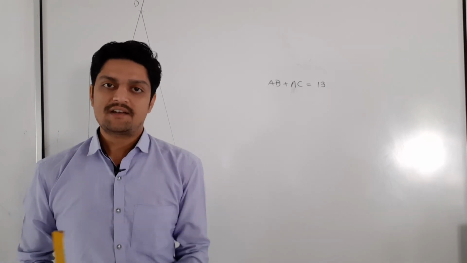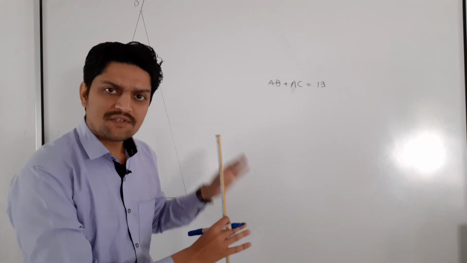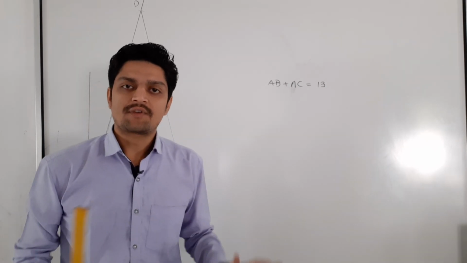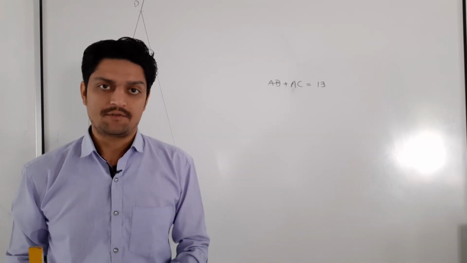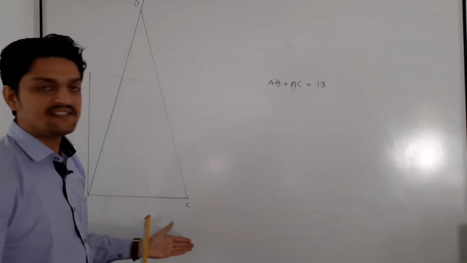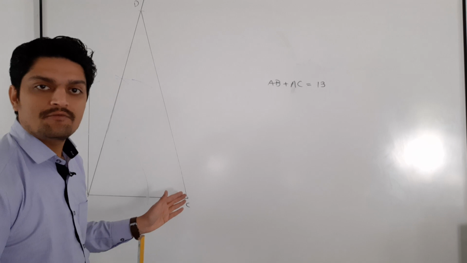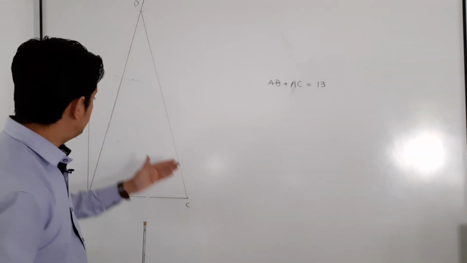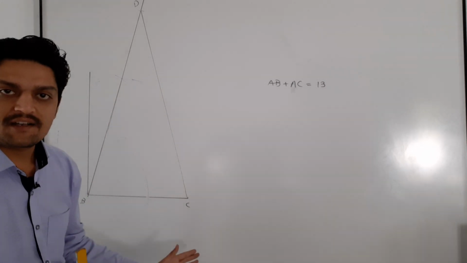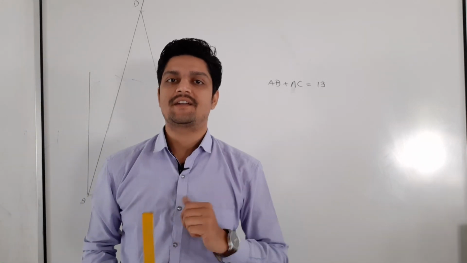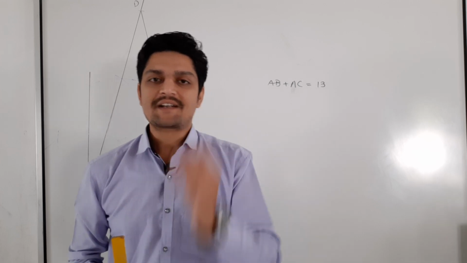Now to get the final triangle, because now more than 70% of our task is completed, what do we have to do? We have to bisect this line segment DC, and we have to draw the final triangle. But now the point is, how to bisect any line segment?